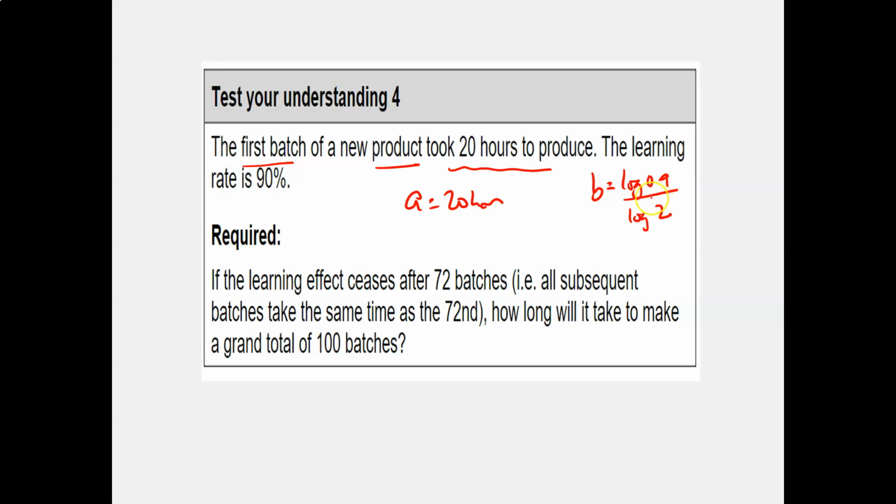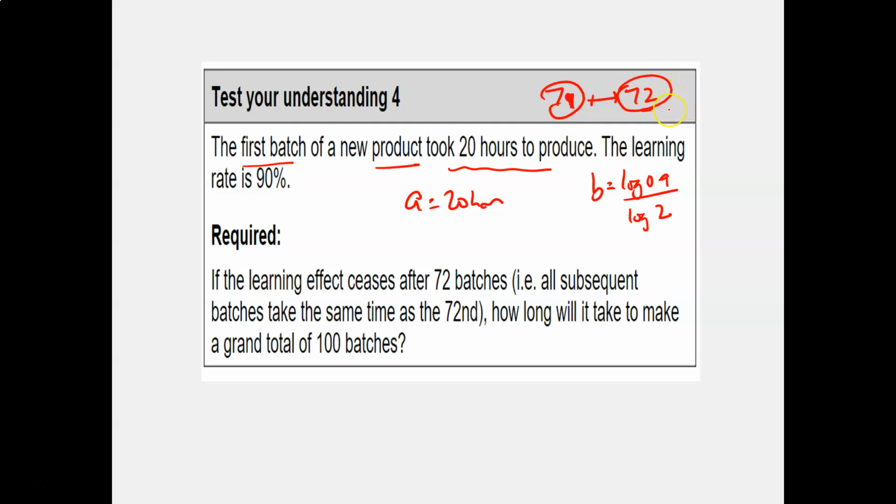So you can try and work those out and just keep them. And it says if the learning rate ceases after 72 batches. So what does that mean? It means that all subsequent batches take the same time as the 72nd batch. So in exactly the way you saw me earlier in the question, try and find the time it took to make the 72nd batch, which is to find the total time for the 71st batch and the total time for the 72nd batch. Then once I find that time, I just apply that to every batch after batch 72.